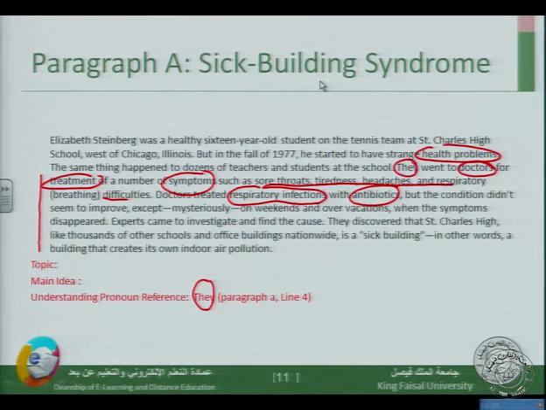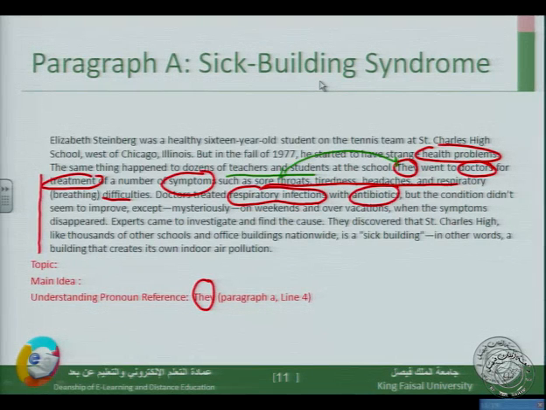Okay, actually it's in 3. They went to doctors for treatment of a number of symptoms such as sore throats and tiredness, headaches, and respiratory difficulties. The same thing happened to dozens of teachers and students at the school. They went. So "they" refers to, you should look back to the previous sentence, and you can find that teachers and students refers to "they".